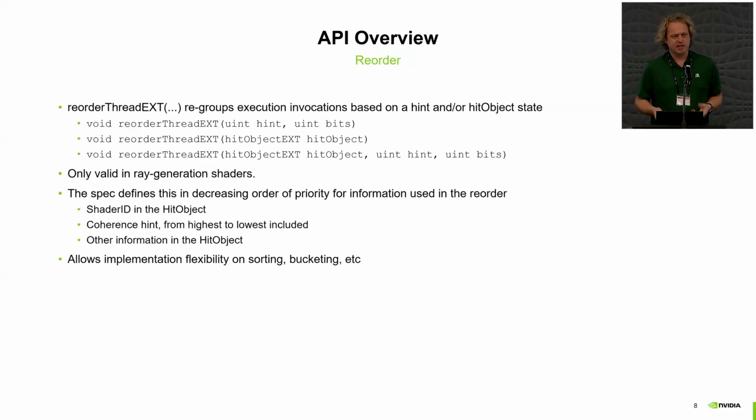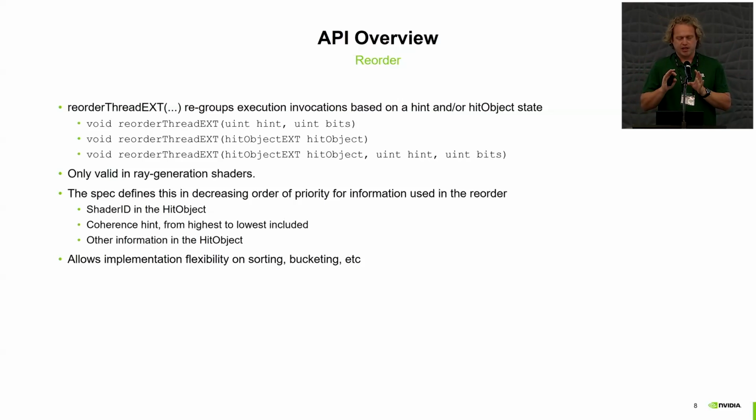And next, we're kind of getting into the meat of the extension, which are the functions to reorder based on information provided by the application and/or in the hit object state. And so you can see there's three variants of the function here, providing both the hint bits, flexibly providing combinations of the hint bits in the hit object to do reordering. Reordering is only valid in ray generation shaders because that is where we have kind of the top level view of all of the data.